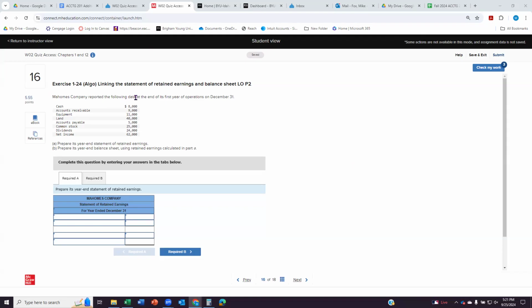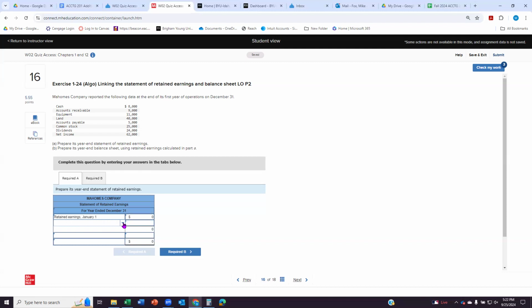They reported the following data at the end of its first year of operations. Since it's the first year of operations, we know the retained earnings at the beginning of the year are zero, because retained earnings is any net income made in previous periods minus any dividends paid in previous periods. If it's brand new, there were no profits or dividends. So we can start there.